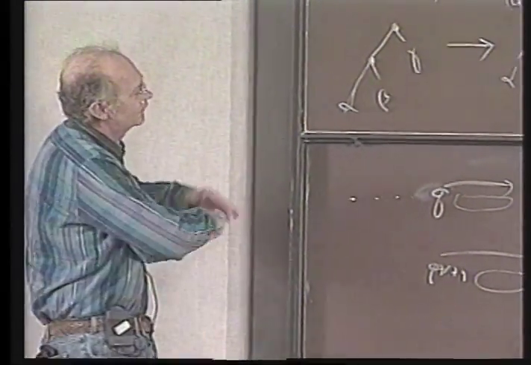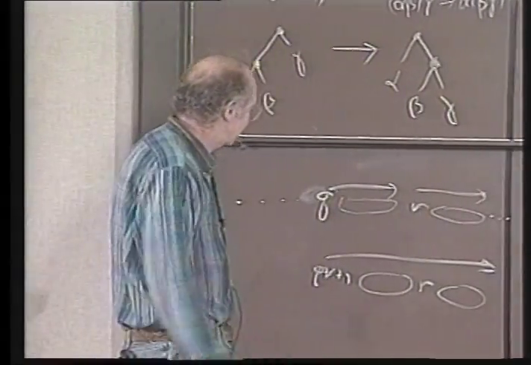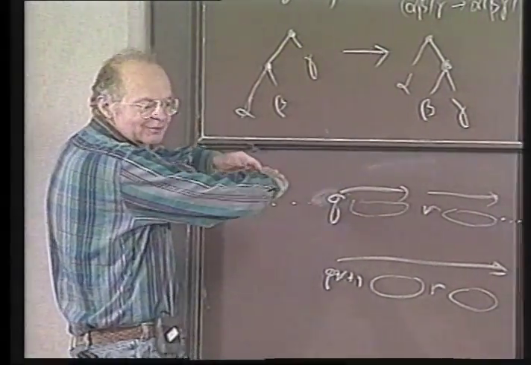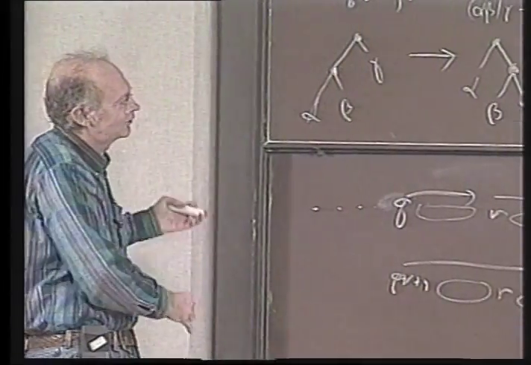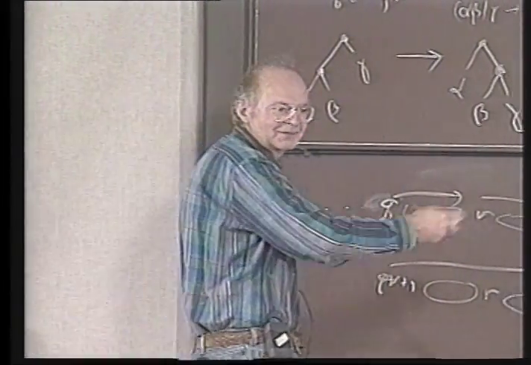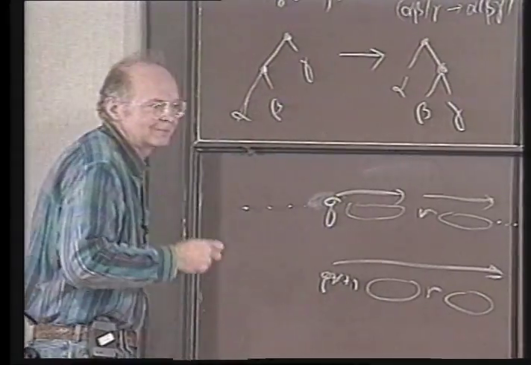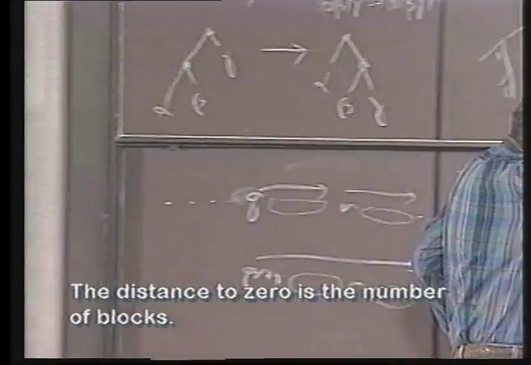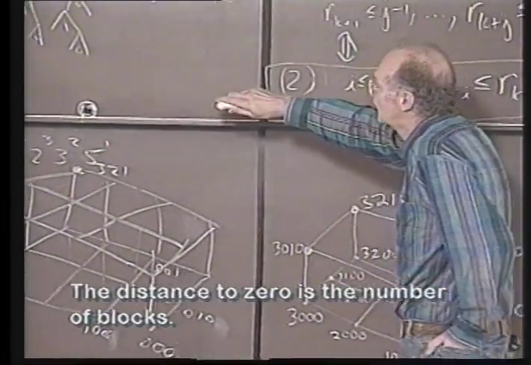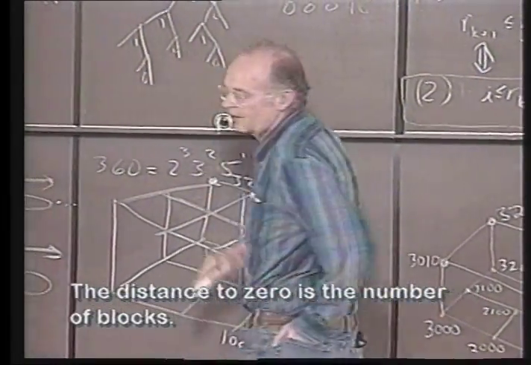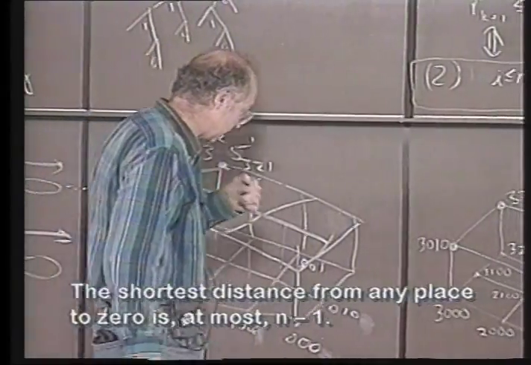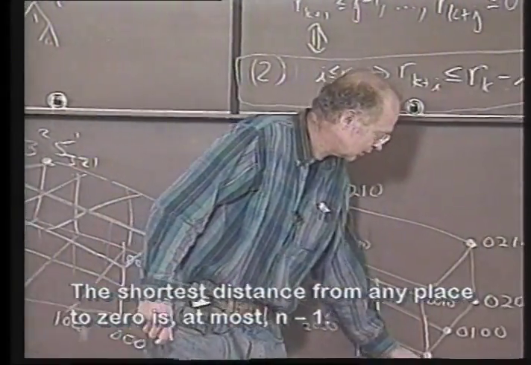So if you start out with n blocks, and you end up with 3 blocks, you could do it in n minus 3 steps, because each time you lose 1 block. So it's easy to see the distance to 0 is the number of blocks in this, which is also the path along the subtree. So the shortest distance from any place to 0 is at most n minus 1.